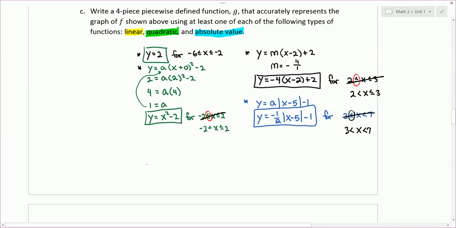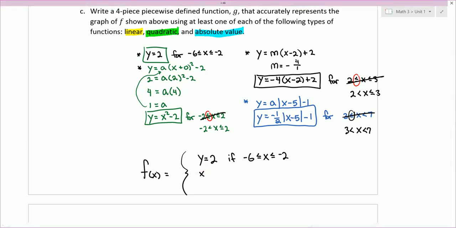So here's our function f equals, our first piece is y equals 2, if -6 is less than or equal to x, which is less than or equal to -2. Our second piece is y equals x squared, and we don't really write the y equals, so I'm going to go back and get rid of that y equals 2 because it's really y is f of x, so it's f of x equals 2 if x is within that range.